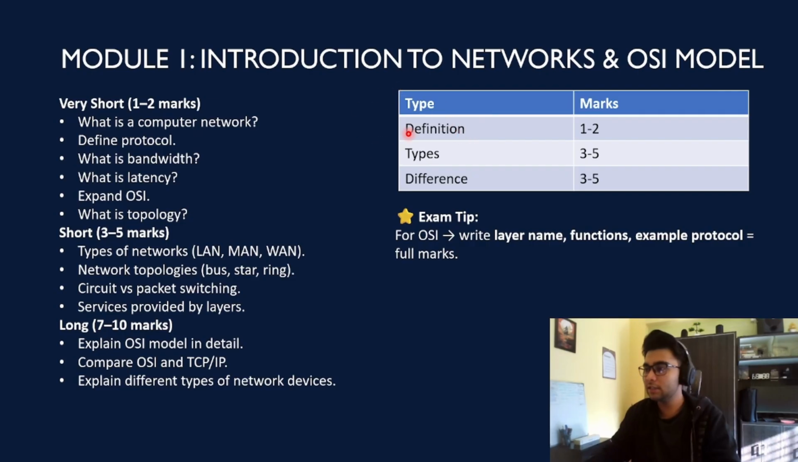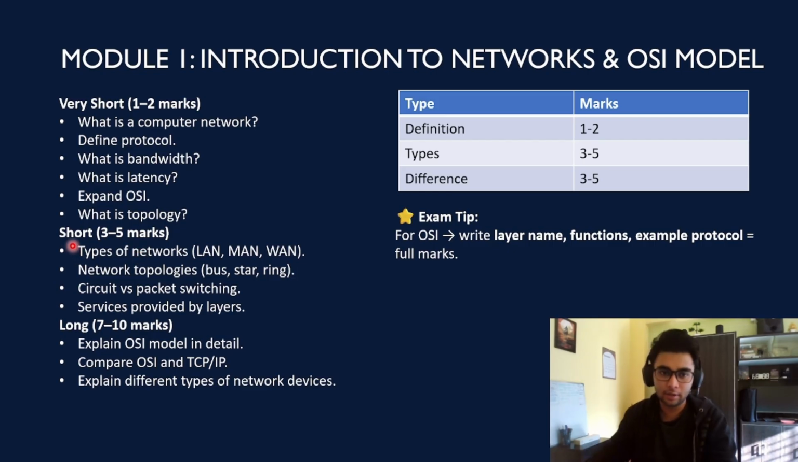From here, you will get questions like definition, types, difference. Out of this, maybe you could get 1 or 2 diagrams, like draw the OSI layers. That would be around 5 to 10 marks. Then we have short questions that would include what is computer network, define protocol, what is bandwidth, what is latency, expand OSI, what is topology. Then you have 3 to 5 marks questions.